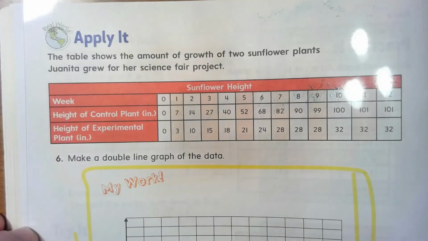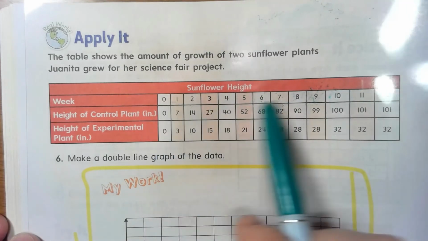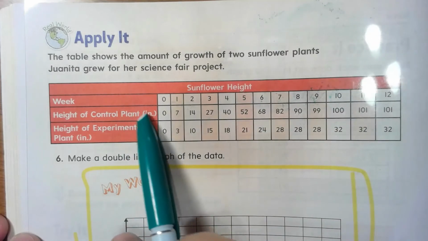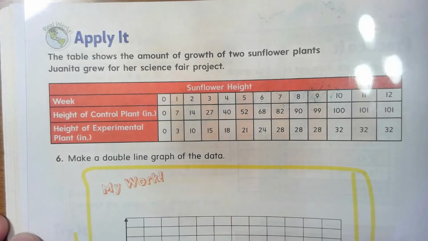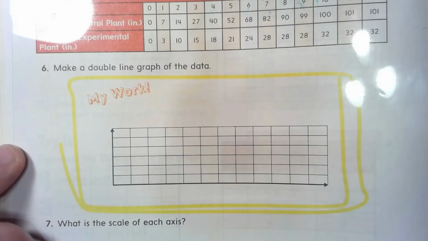We're next going to look at page 94. It says the table shows the amount of growth of 2 sunflower plants that Juanita grew for her science fair project. So we have a table that's showing the height of the plants over the course of 12 different weeks. We have a control plant, and we have an experimental plant that she did something to. We're going to graph the heights of those 2 plants.